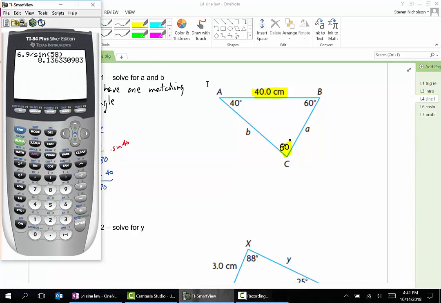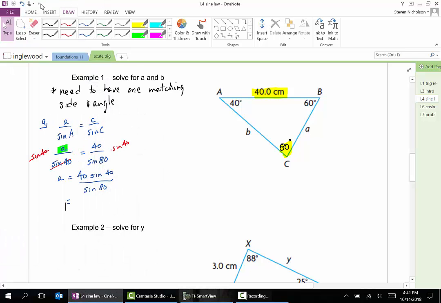So just to show you what I did, we have 40 times sine of 40. And again, if your calculator opens up a bracket, close it. And we're going to divide it by the sine of 80. So again, my calculator doesn't care how I do it, it just wants to know. And we ended up with 26.1. So side a is 26.1, I guess in this case, centimeters.